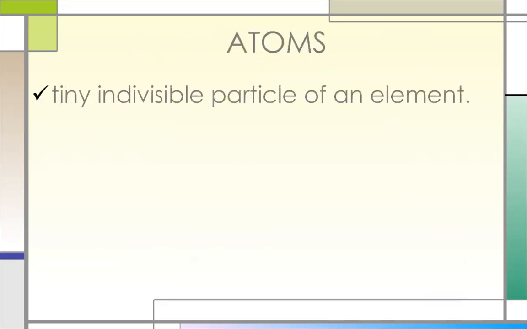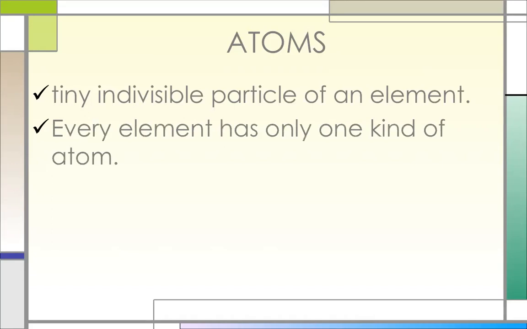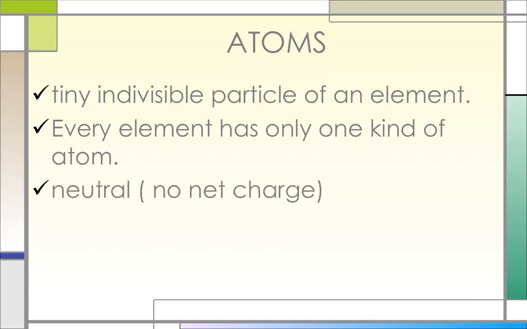Atoms, remember class, are tiny indivisible particles of an element. Every element has only one kind of atom. An atom is neutral, or has no net charge. Examples are oxygen, hydrogen, and many other elements.